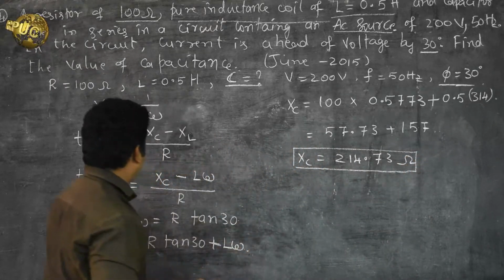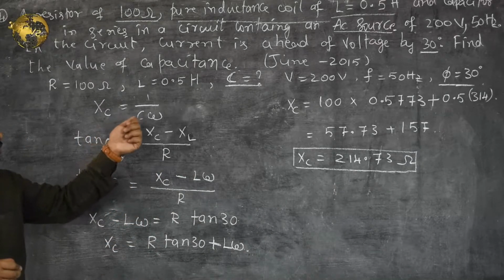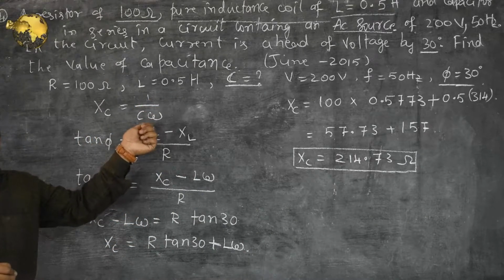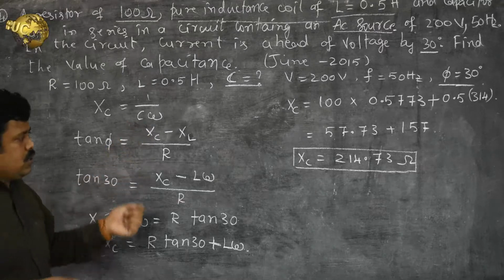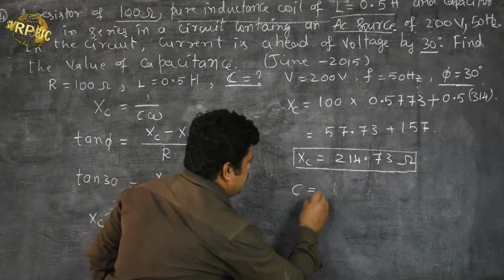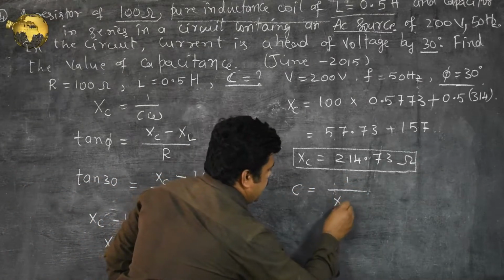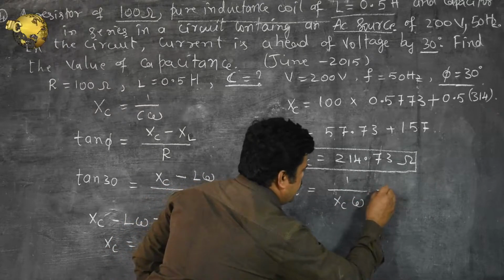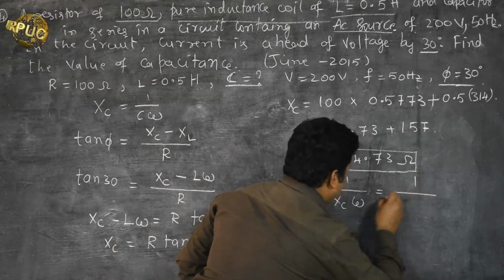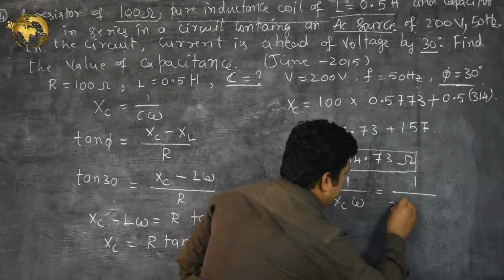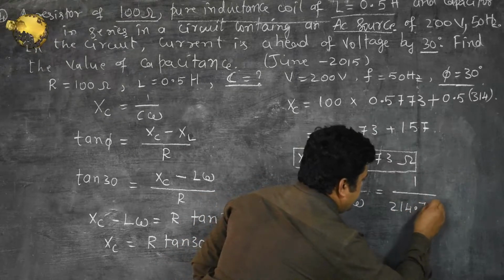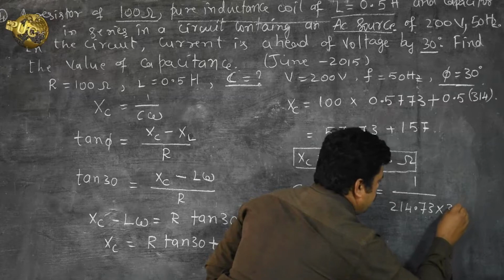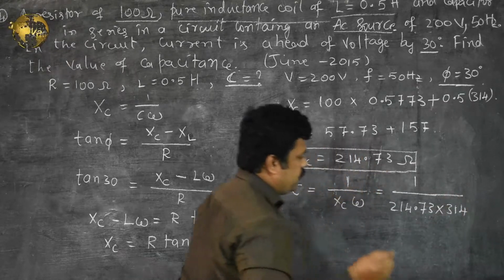Then, from the given information, XC can be written as 1 by C omega. We need to calculate the C. So the formula will be C is equal to 1 over XC into omega. This is going to be 1 over 214.73 into 314. Okay.